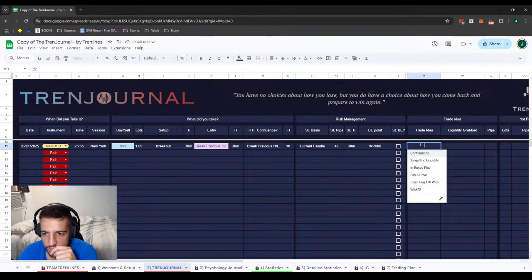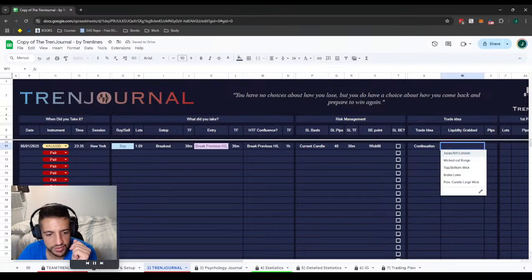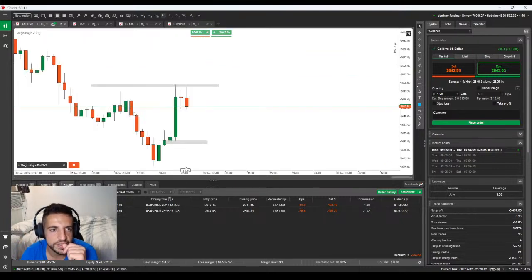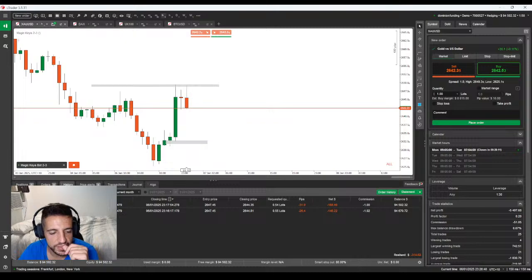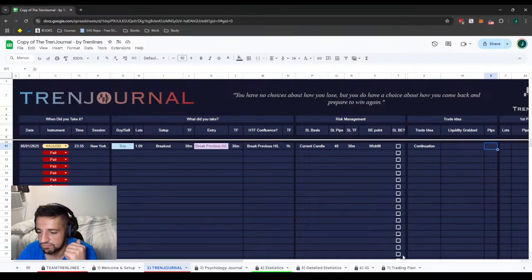The trade idea was a continuation. Liquidity grabbed. Did we get liquidity? I feel like we did. No, we didn't. We didn't get liquidity for that trade. No, we did not get liquidity at all. Zero, nil.